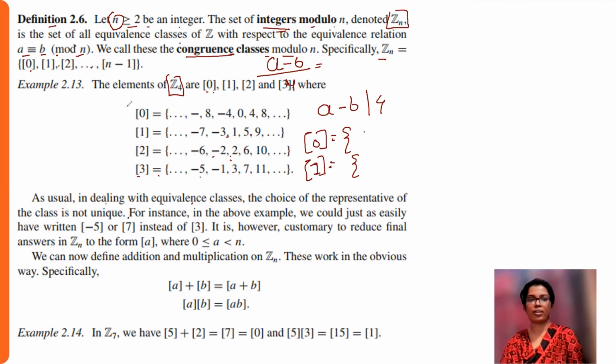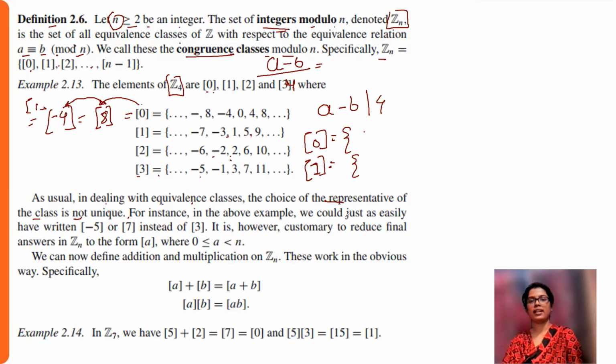They are not unique. So this 0 class can also be known as 8 class, also as -4 class, and also as 4 class. That's what they are saying: the representative of the class is not unique. The 0 class can also be represented by 8 class, which can also be represented by -4 class.